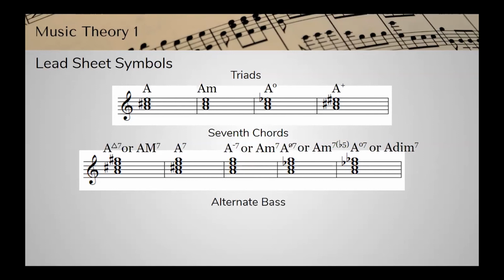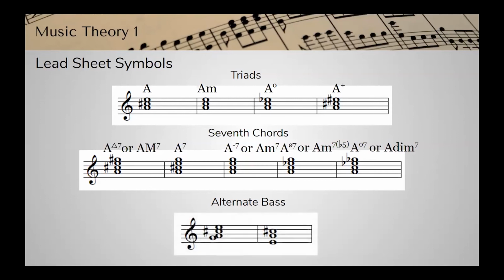Often you'll have a different bass note than what is in the root position form of the chord. And so, for example, over here, we have what looks like an A major triad with a G as the lowest note. So what we'll often do in that case is say that this is an A/G, which just means that the G is the lowest note, not the A.